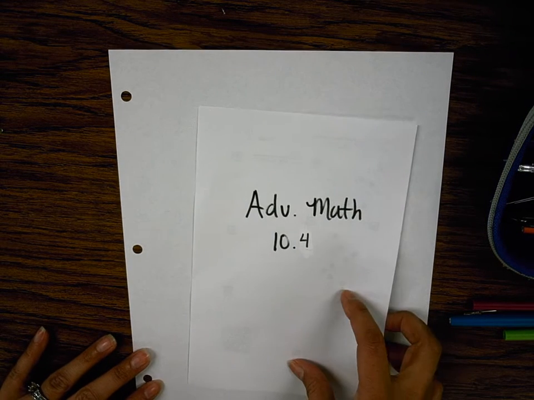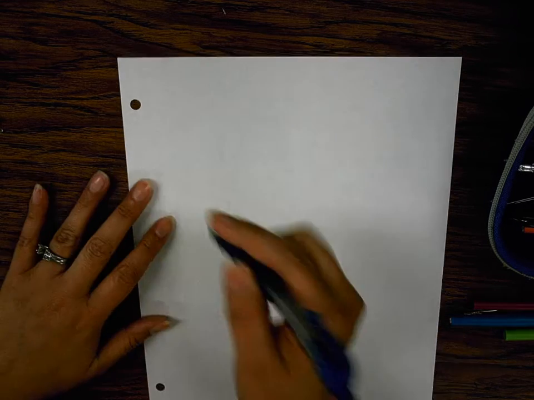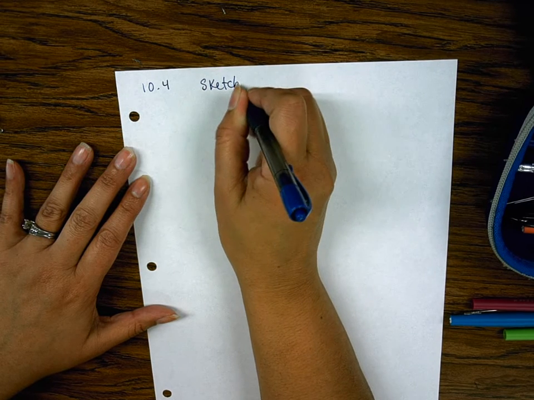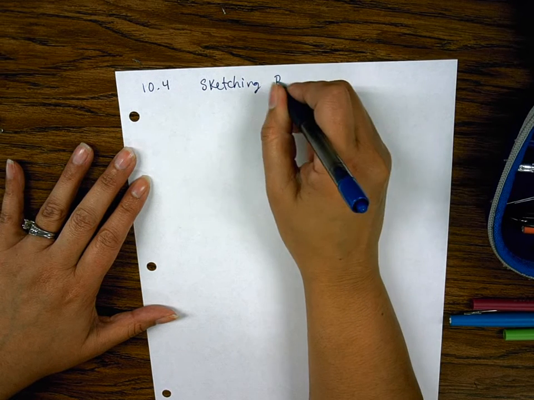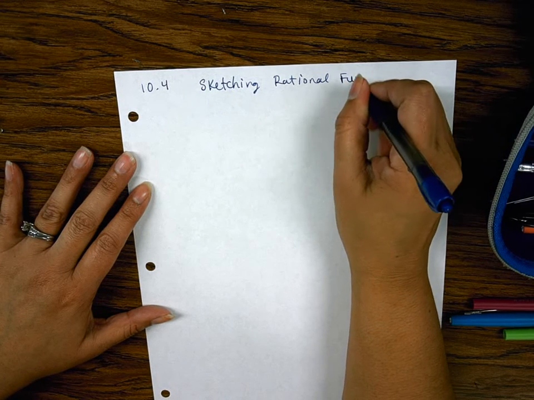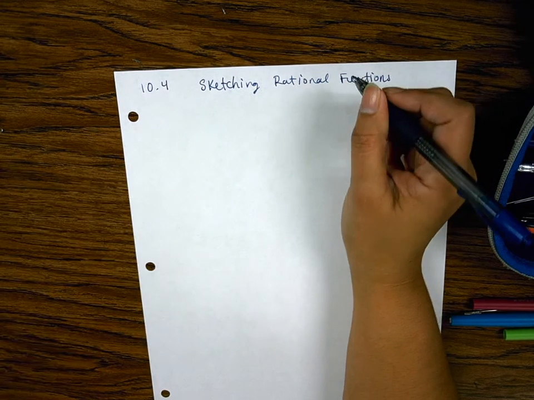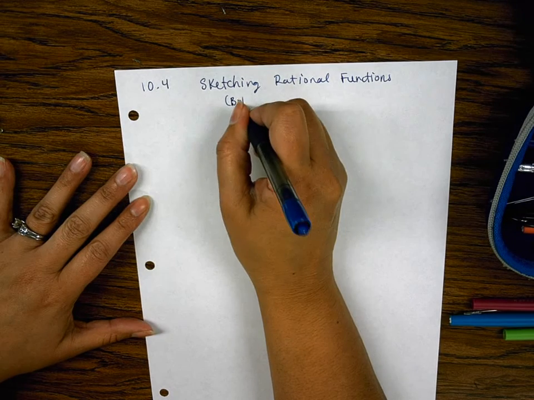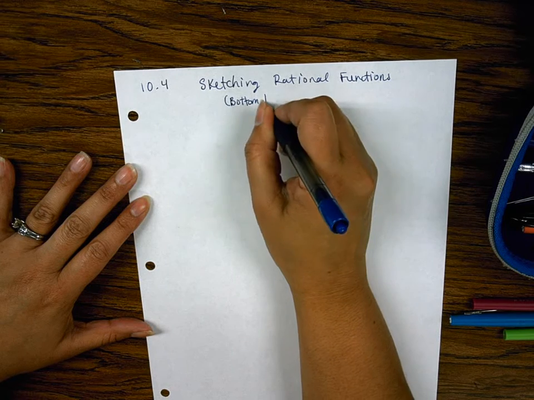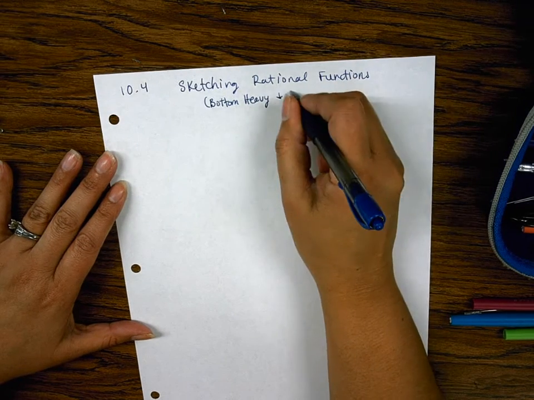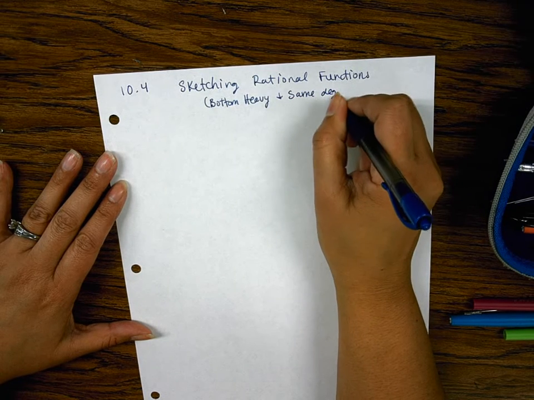This is Advanced Math, Unit 10, Lesson 4. Sketching rational functions. And today we're only focusing on bottom heavy and same degree.